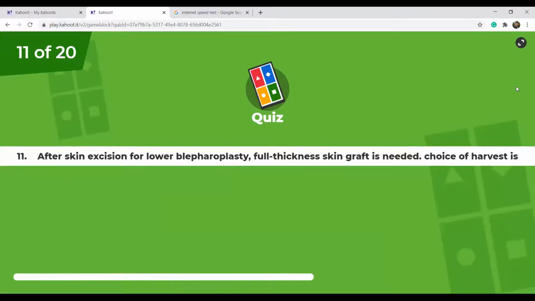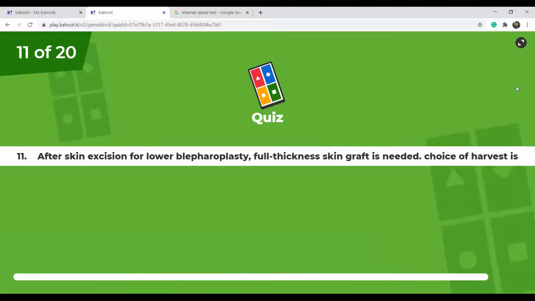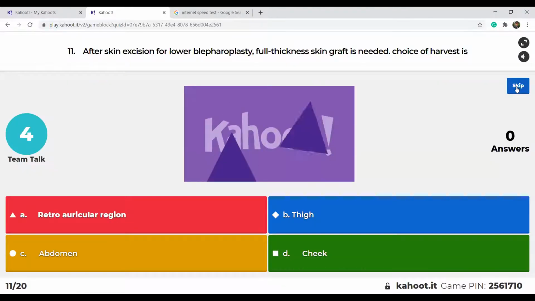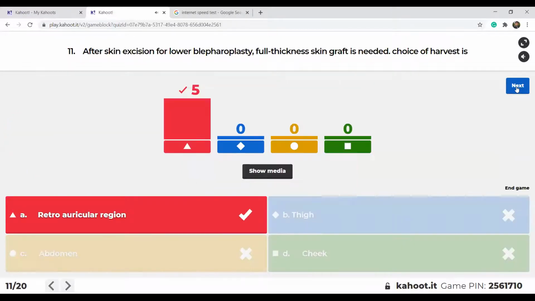After skin excision for lower blepharoplasty, full thickness skin graft is needed. Your choice of harvest would be retroauricular region, thigh, abdomen, or cheek. Okay, very good. I hope you all know the answer. It is favored because of its high resiliency and elasticity and its thin and hairless structure. Okay, full thickness retroauricular skin graft is therefore an effective treatment modality.